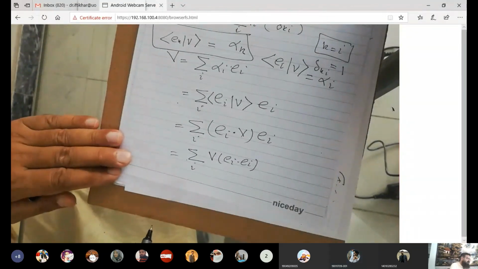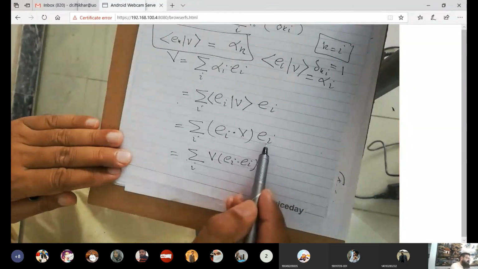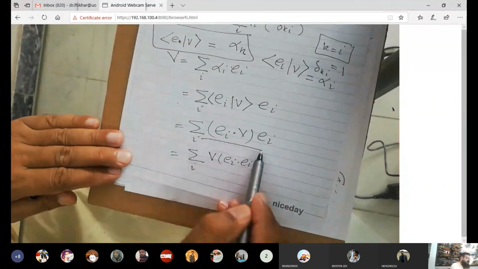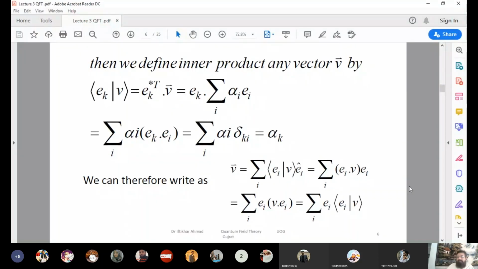So e_i v into e_i. So you get this notation. Come back to this slide. Then we can therefore write v is equal to the inner product of e_i with v into e_i, then e_i into v into e_i, then shifting e_i v_i into e_i.